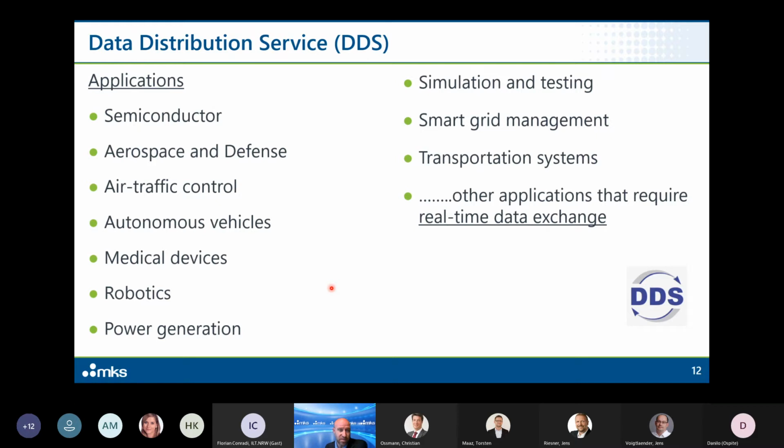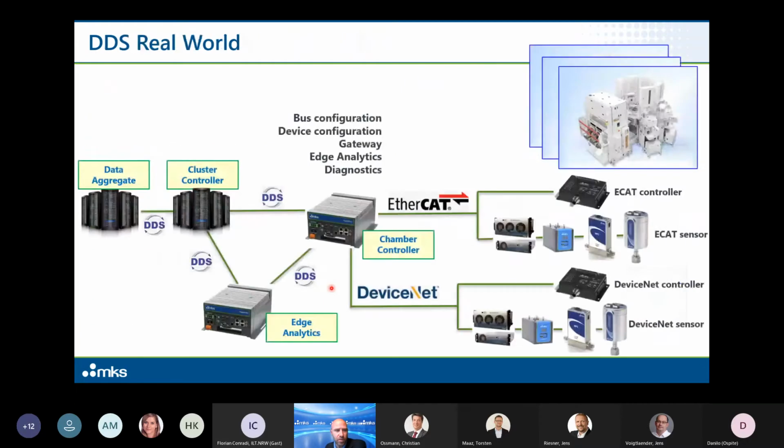That's going to be served by DDS. So very mission critical type processes: semiconductor, aerospace, solar, medical devices, autonomous driving, power generation, these kinds of things. So it's a real strong candidate for the data distribution service. So I wanted to give a couple examples of an application that we have devised using the DDS.